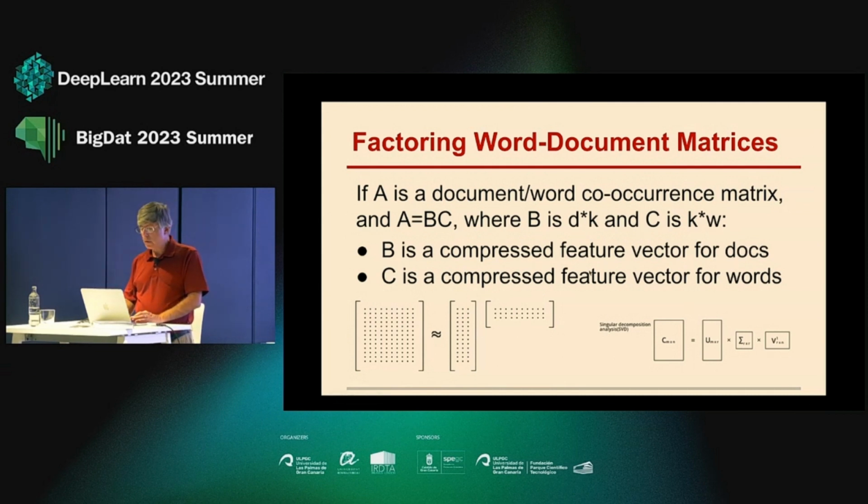This kind of idea is often used when you have words and documents. There'd be a row for every word in the vocabulary, and a column for every document, with a count for how often that word appears in that document. Factoring that matrix, for each word you get a k-dimensional vector, and for each document you also get a k-dimensional vector. It gives you a way to approximate what a document means or what a word means. Any questions about that?